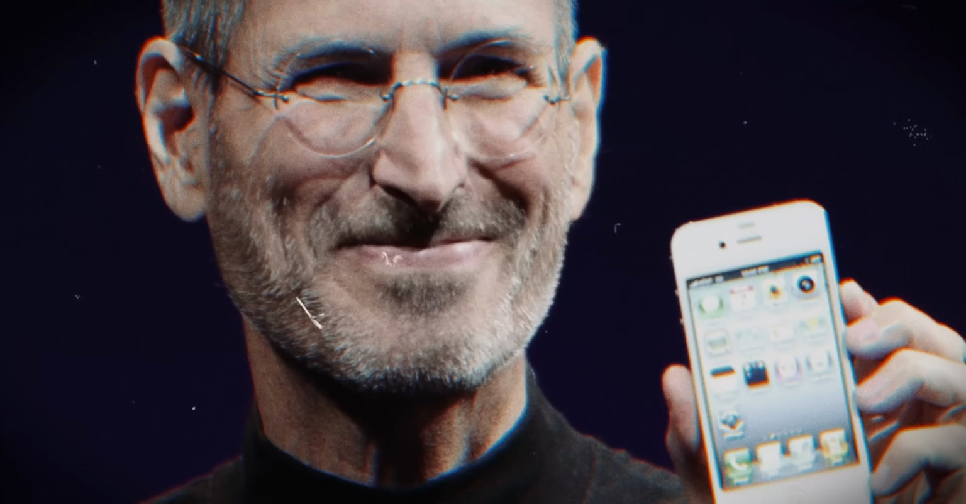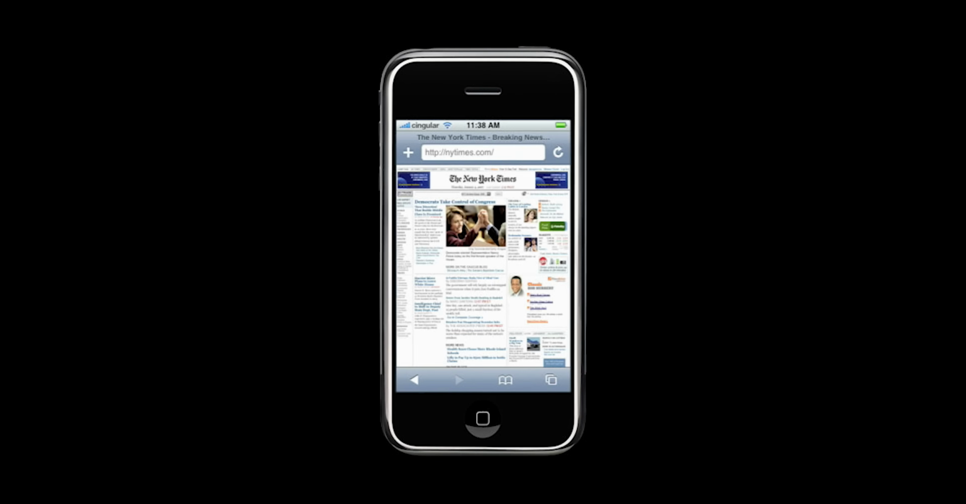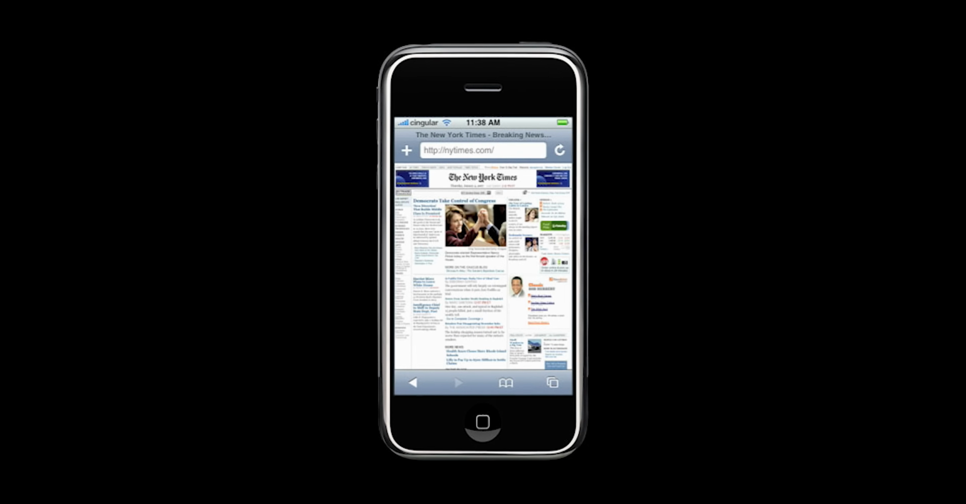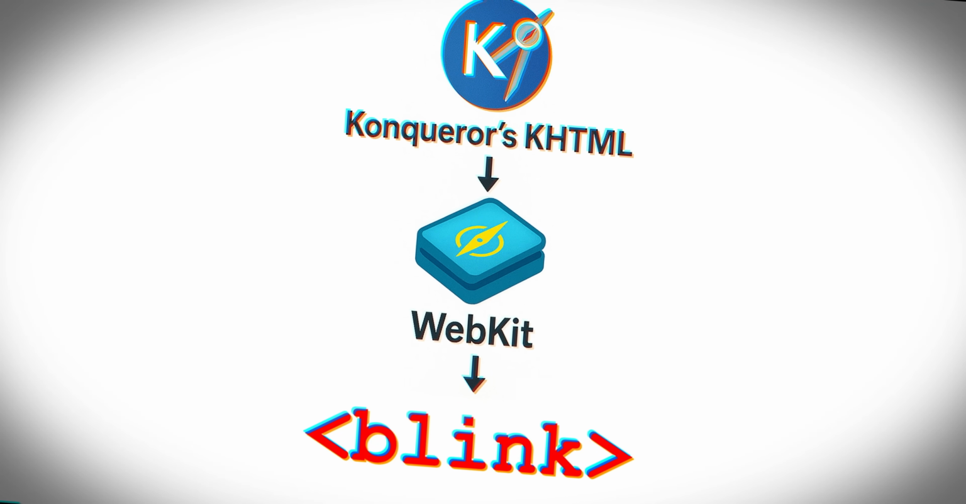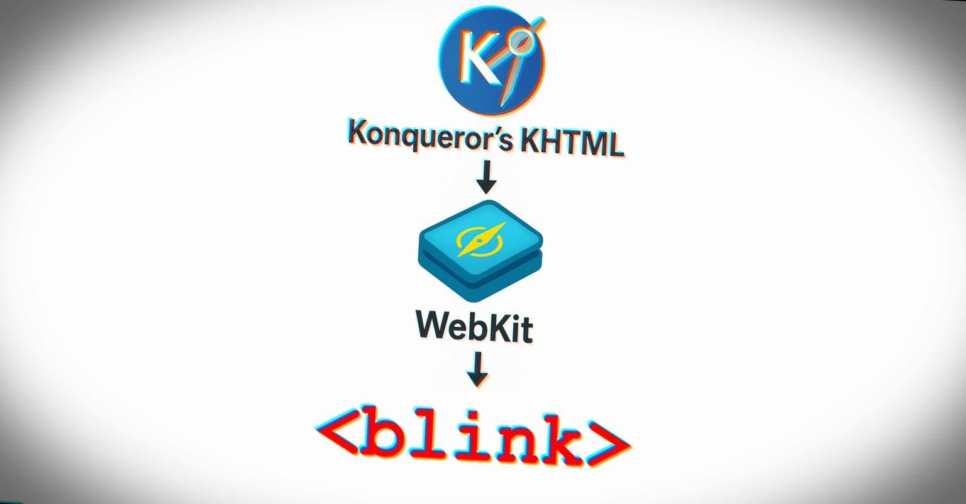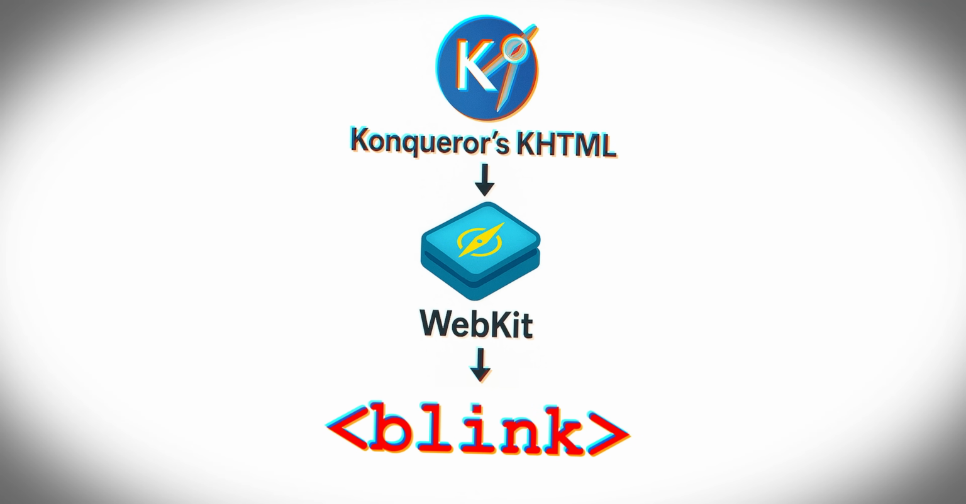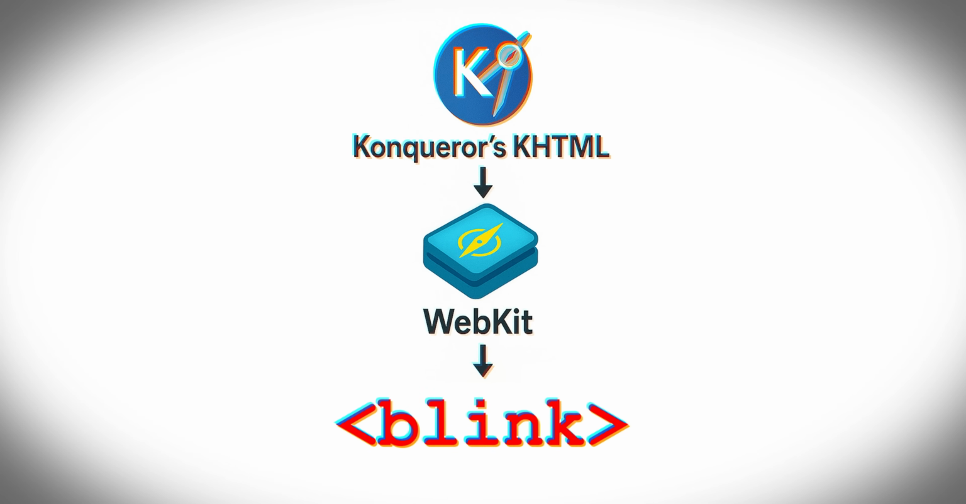And then things really kicked off in 2007. Apple put Safari on the first iPhone as mobile Safari. For the first time, a phone could display the real web, not watered down mobile pages. It really did change everything. But here's where it gets kind of interesting. Apple's WebKit fork from Konqueror's KHTML would eventually be forked again by Google into something called Blink.